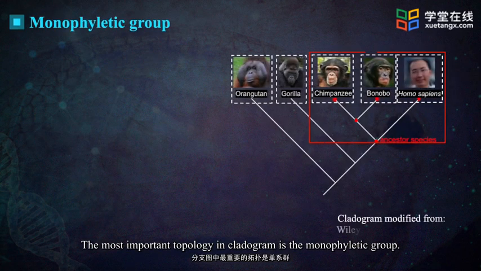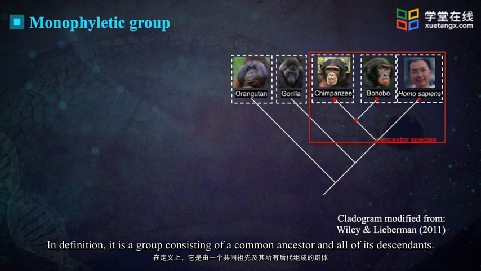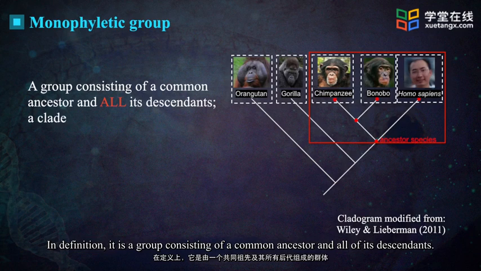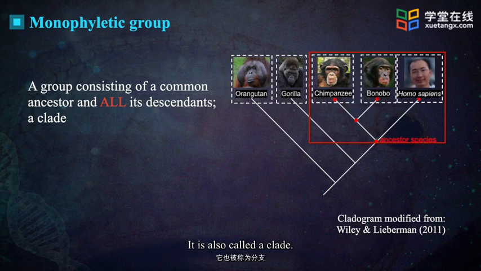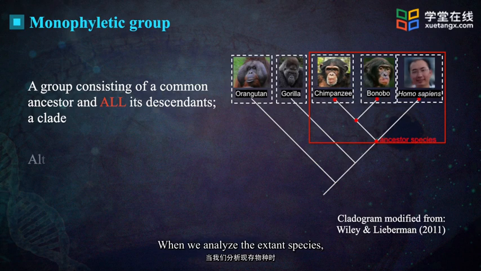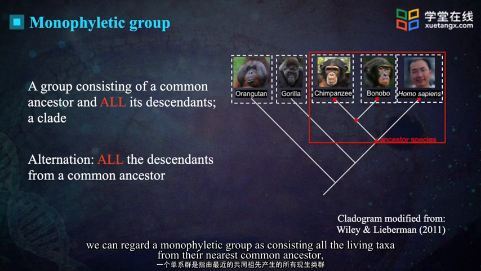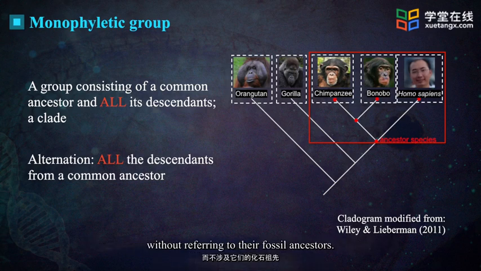The most important topology in cladogram is the monophyletic group. In definition, it is a group consisting of a common ancestor and all of its descendants. It is also called a clade. When we analyze the extant species, we can regard a monophyletic group as consisting of all the living taxa from their nearest common ancestor without referring to the fossil ancestors.